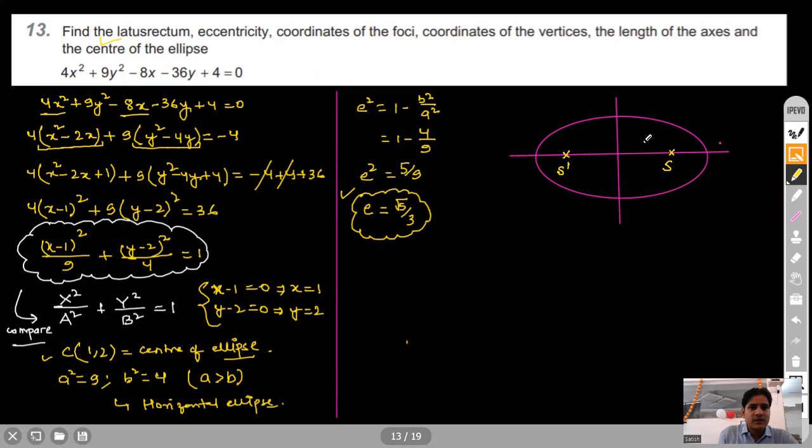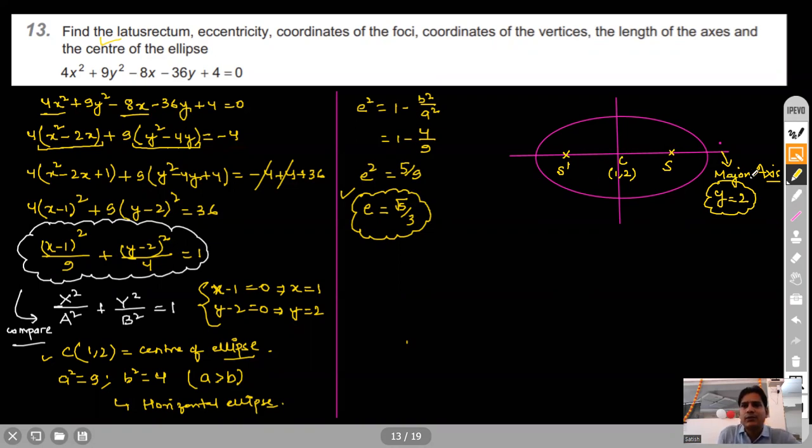Now, what is the center for this? If you see, the center of this ellipse is at which point? 1, 2, right? The coordinates of center are basically 1, 2. So this major axis, if you observe, this is our major axis, no? Since this is the horizontal ellipse, because a is greater than b, our major axis is y equal to 2. So the y coordinate of both the focuses will be 2. That is sure. Now we have to figure out the x coordinate of the focuses.